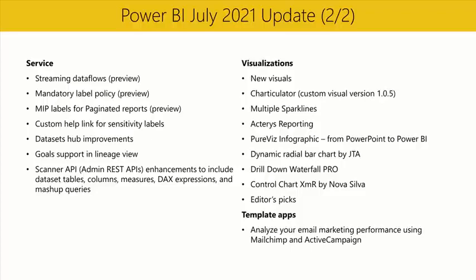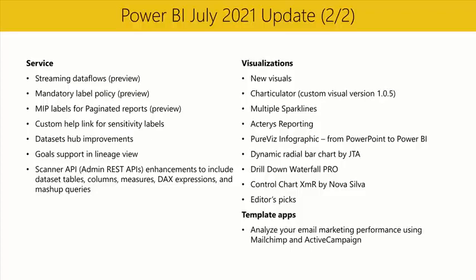Last December, we announced new scanner APIs for extracting tenant-level metadata using admin REST APIs. We already see many customers using the new APIs to query Power BI to build their own reporting and homegrown catalogs. And our latest improvements include items you have been asking for the most. We've now enhanced the APIs to include dataset labels, columns, measures, DAX expressions, and mashup queries.